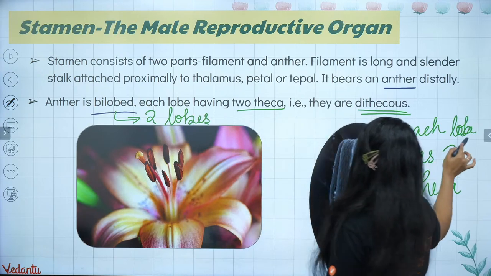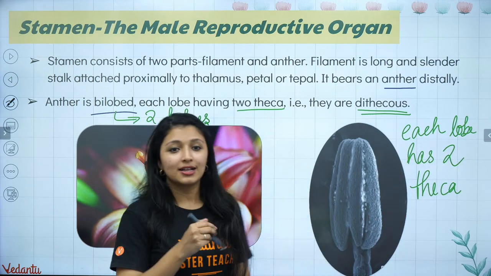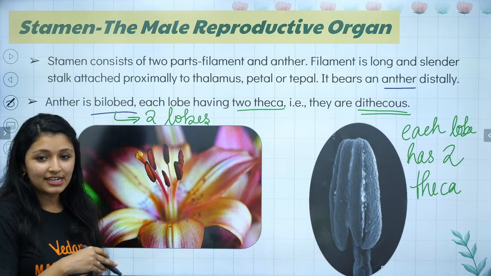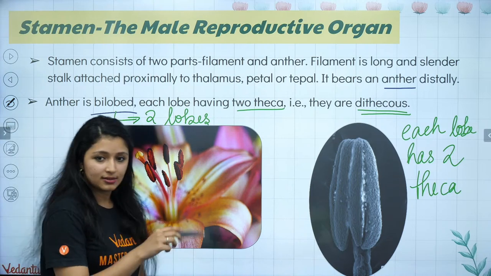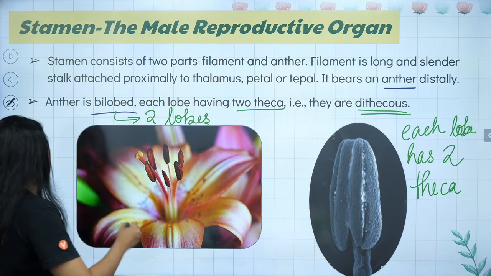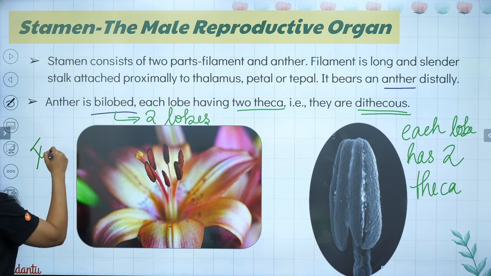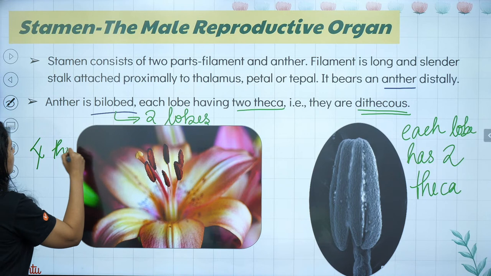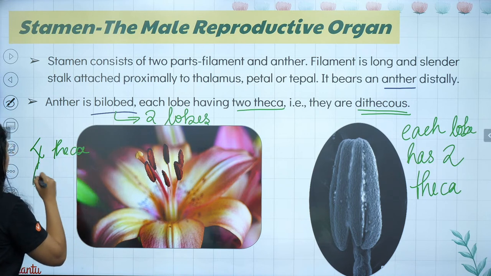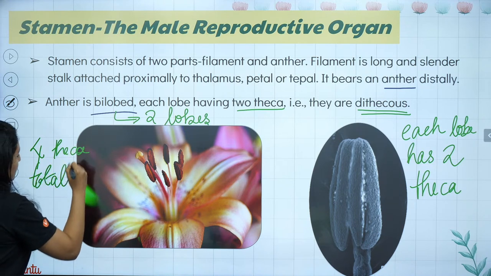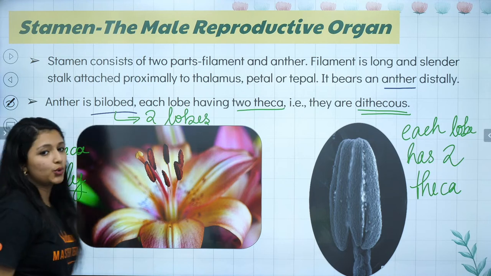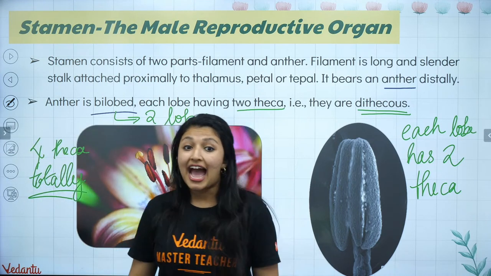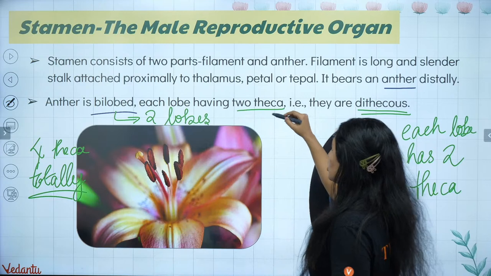So, if every lobe has two theca, when you add all of that, you will have four theca. So, four theca you will be having in the entire anther. Very good. Four theca totally. And these theca can also have other names.